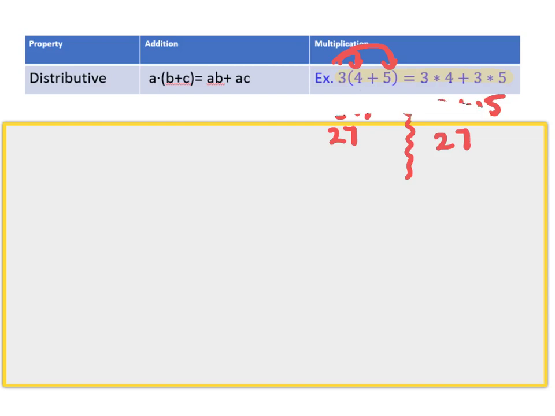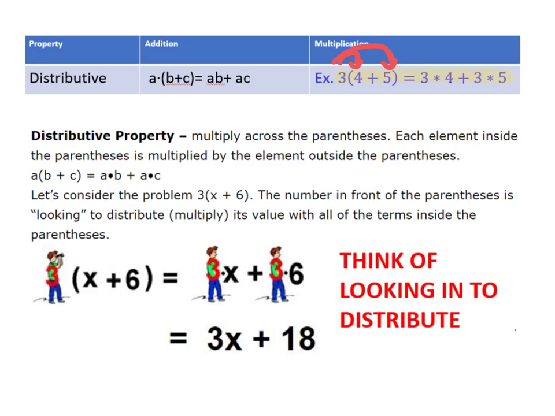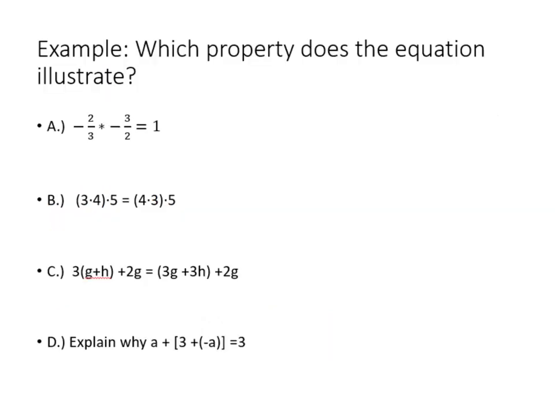Now, to help you remember this, the distributive property is thought of as you're looking into the parentheses to distribute to both the numbers, or include yourself in both of the numbers. Now, each of these types of examples asks you to identify which property it illustrates. You're not actually solving, you're not completing any calculations, you're just identifying which property it is most similar to.